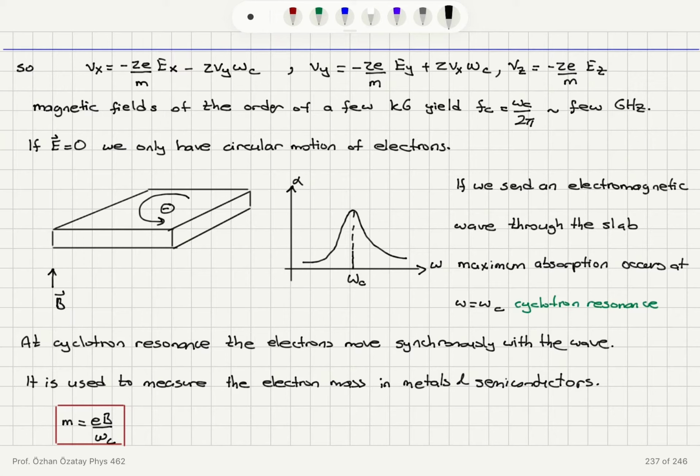Because we can determine the cyclotron frequency omega c from the absorption experiment, we can determine the mass of the electron inside metals and semiconductors using this experiment. So it's going to be e times the magnetic field that we apply divided by omega c.